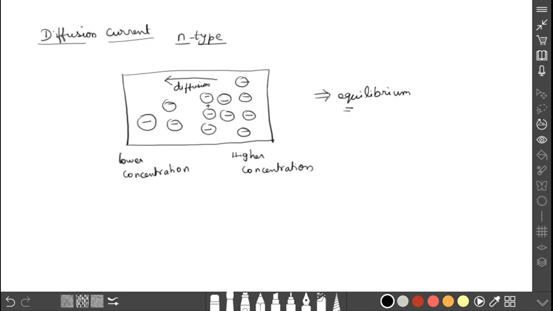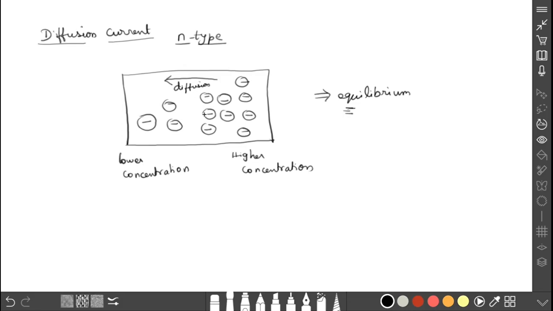While doping, if it is done non-uniformly, what will happen? A non-uniform distribution of carriers will take place. See here, more charge carriers are present, here fewer charge carriers are present. So due to this non-uniform distribution of charge carriers, the diffusion current will occur. Generally, nature's way of attaining equilibrium is from higher to lower concentration, and the process is diffusion.